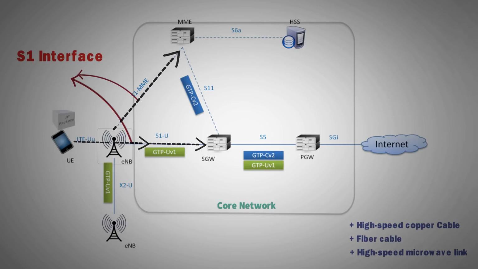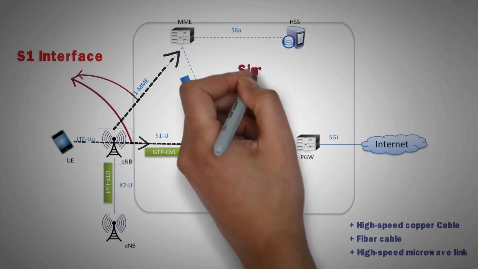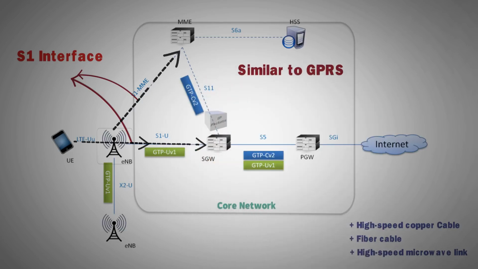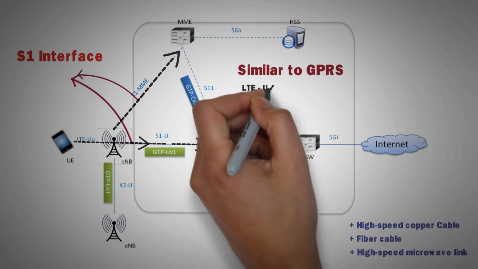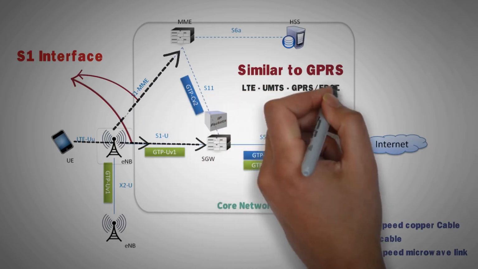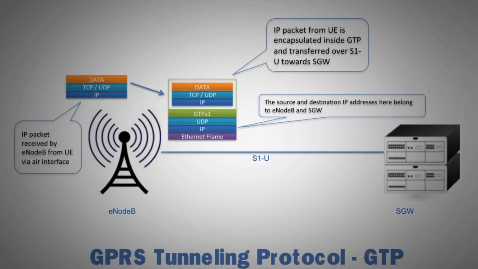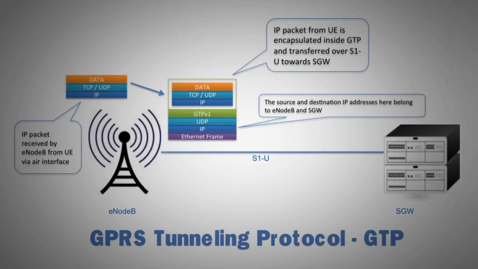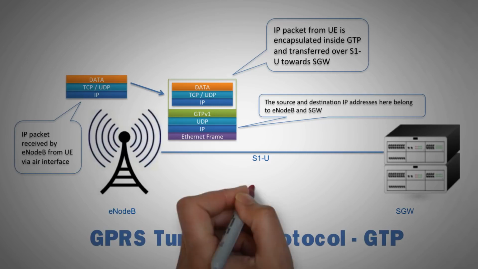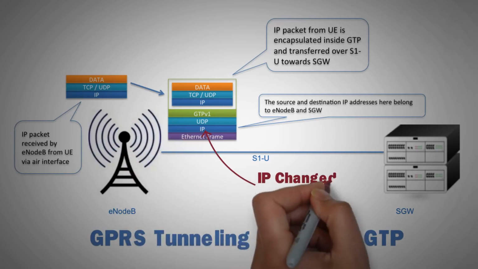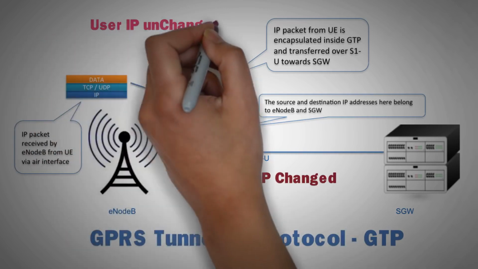IP packets of a user are tunneled through an IP link in a manner similar to that already described for GPRS to enable seamless handover between different LTE base stations and UMTS or GPRS. In fact, the GPRS tunneling protocol (GTP) is reused for this purpose. Only the destination IP address on layer 3 is changed, while the user's IP address remains the same.